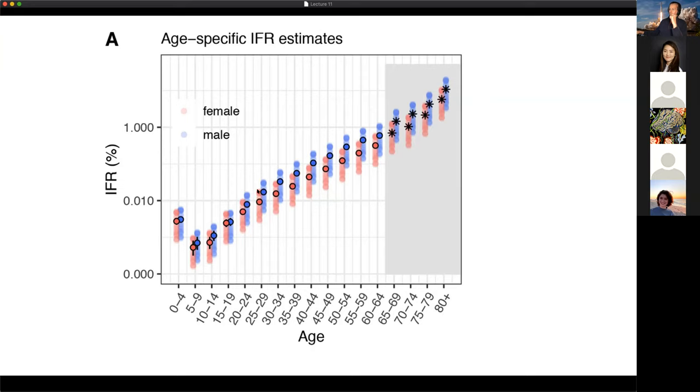These circle dots are model estimates, and these are from individual countries. So if you were to take a worldwide average, it would be these dots, and individual countries are this big spread. Again, you can see that there's a huge variability.